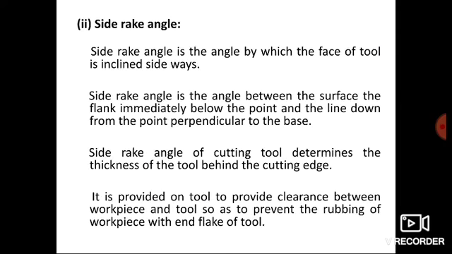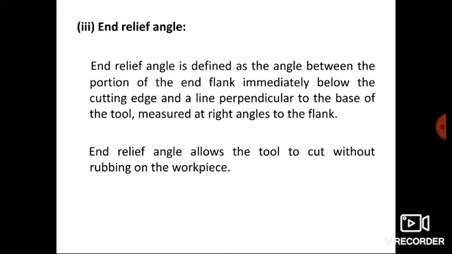Now the side rake angle. The side rake angle is the angle by which the face of the tool is inclined sideways. It is the angle between the surface of the flank immediately below the point and the line down from the point perpendicular to the base. The side rake angle determines the thickness of the tool behind the cutting edge. It is provided to give clearance between the workpiece and the tool so as to prevent the rubbing of the workpiece with the end flank of the tool. This is very important because your workpiece should not rub with the cutting tool, and that is why the side rake angle is provided.